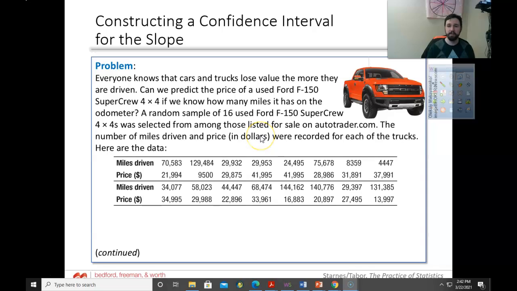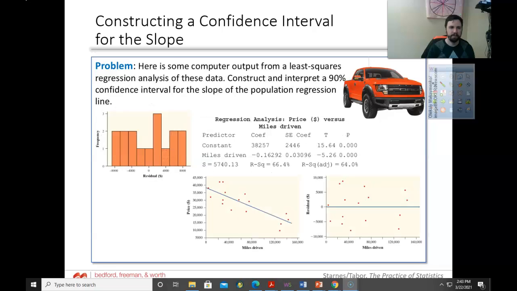Problem. Read it. Let's see what the question is later. So pause it, read it, love it, learn it. We have miles driven compared to price. The theory is the more miles, the less price. So here's a bunch of plots. We want to make a 90% confidence interval for the slope of this population. Okay?